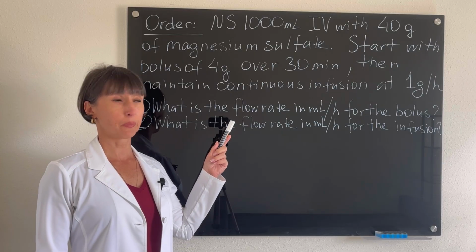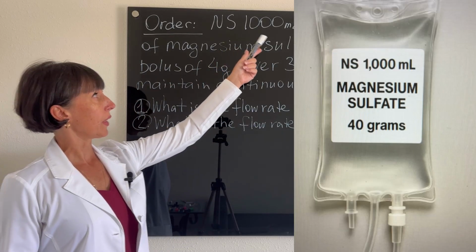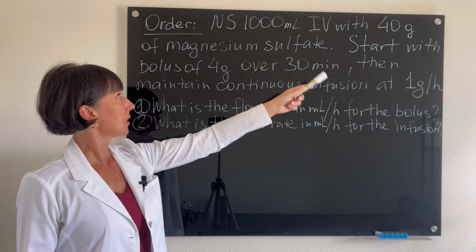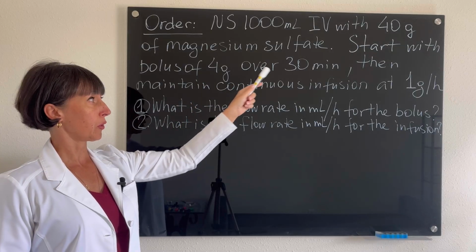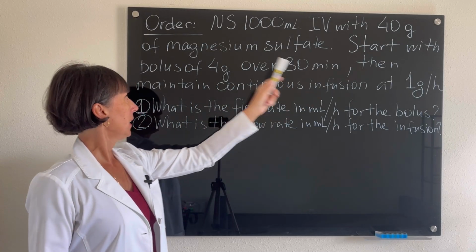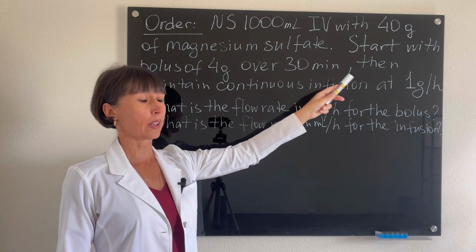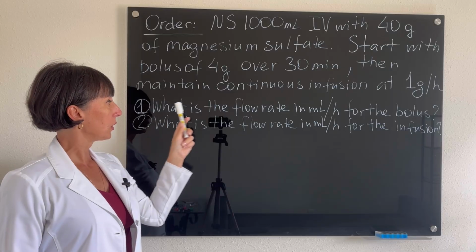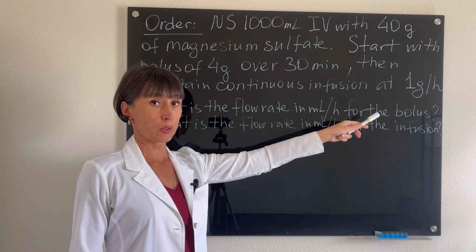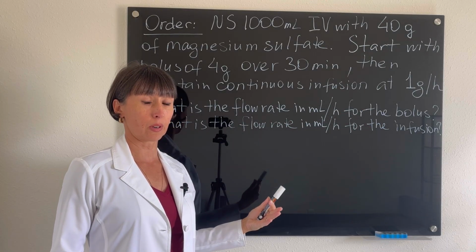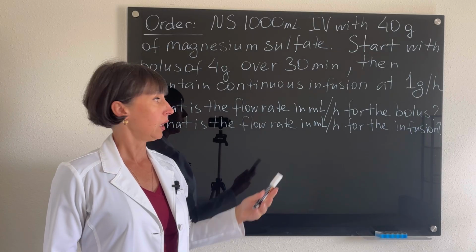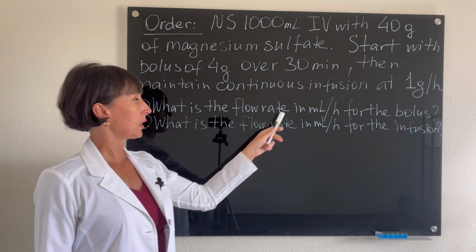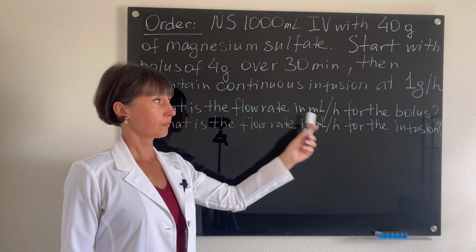And here's our last problem. Order: normal saline 1000 milliliters IV with 40 grams of magnesium sulfate. Start with a bolus of 4 grams over 30 minutes. And then maintain continuous infusion at 1 gram per hour. And we have two questions in this problem. What is the flow rate in milliliters an hour for the bolus? Because we need to tell the pump how to infuse, right? And pumps only understand milliliters an hour. So we need to find milliliters an hour for each one of them. And two, what is the flow rate in milliliters an hour for the infusion?